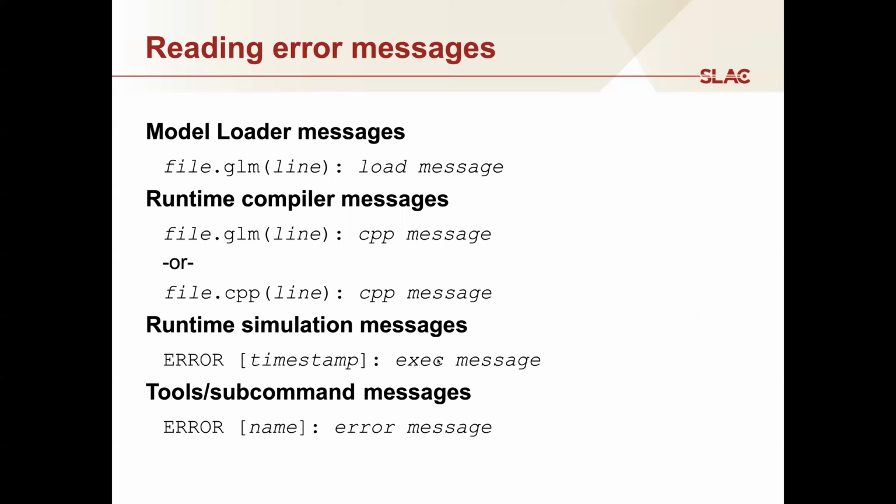And then the timestamp, the time on the internal clock at which that error occurred, and then whatever the error message is. If you get an error from a tool or a subcommand or a converter, it will have a similar format, but instead of a timestamp, it'll have the name of the tool, command, or converter that caused that error, and then of course the error message.